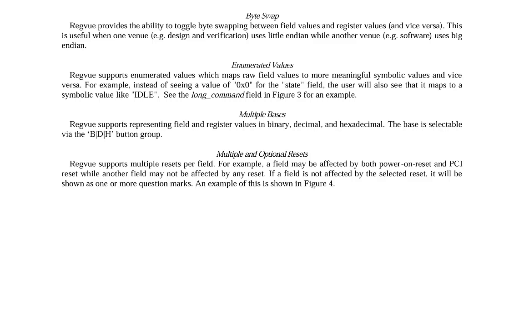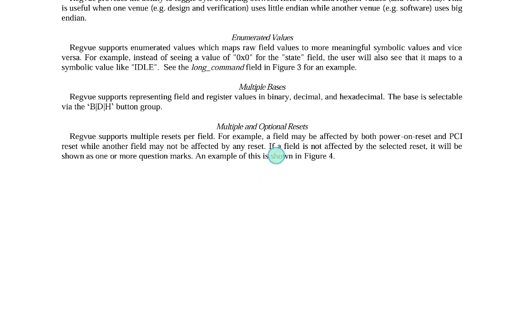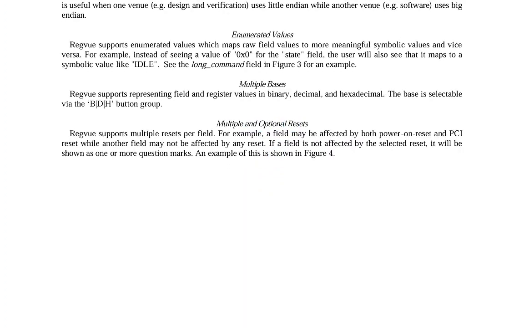Multiple bases. Regvue supports representing field and register values in binary, decimal, and hexadecimal. The base is selectable via the B, D, H button group.